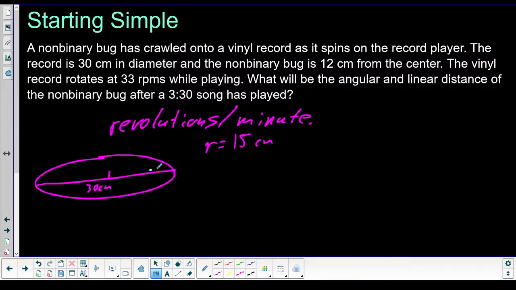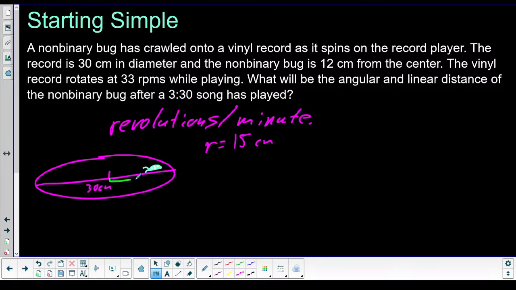What do non-binary bugs look like? This, and then we'll put small antenna, and then instead of black spots, how about white spots? Not that there's anything wrong with black spots, but you know, for the sake of, never mind, it's a joke. Not that I think that that's something to joke about, but anyway, so here's our situation.